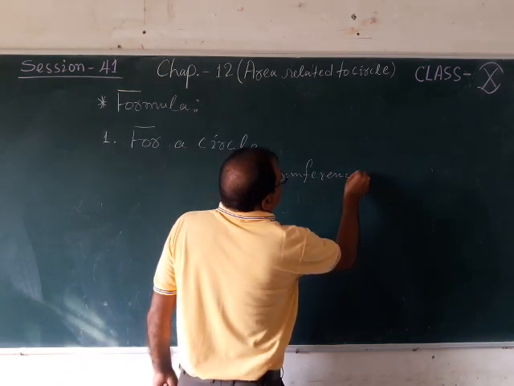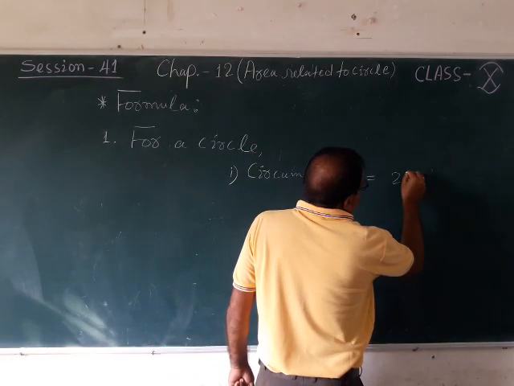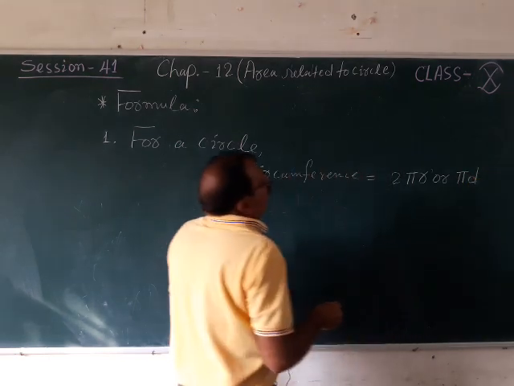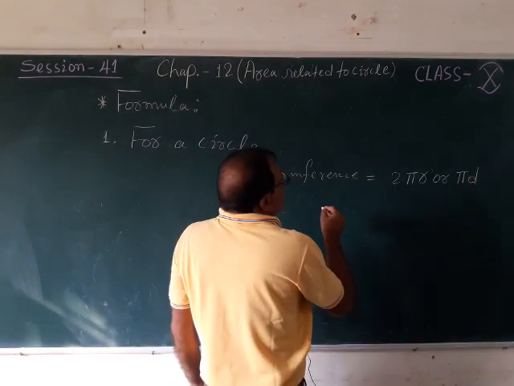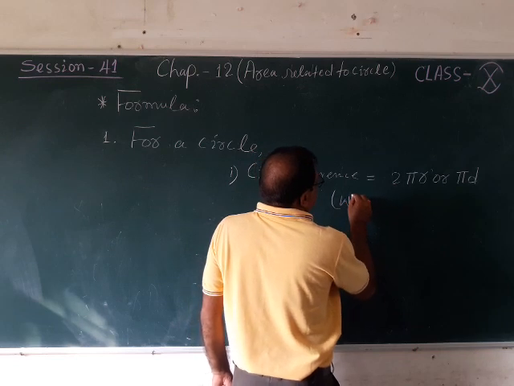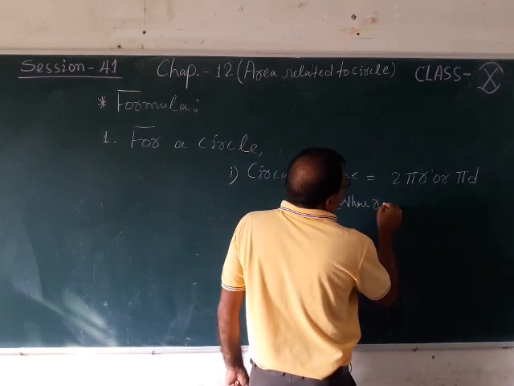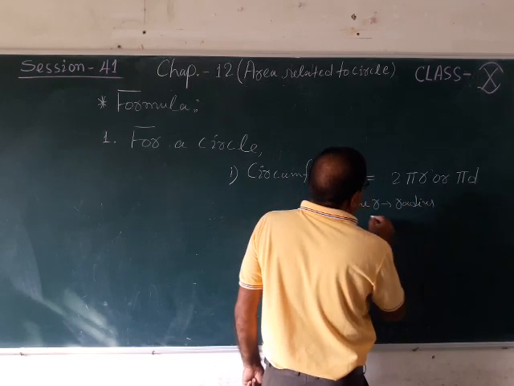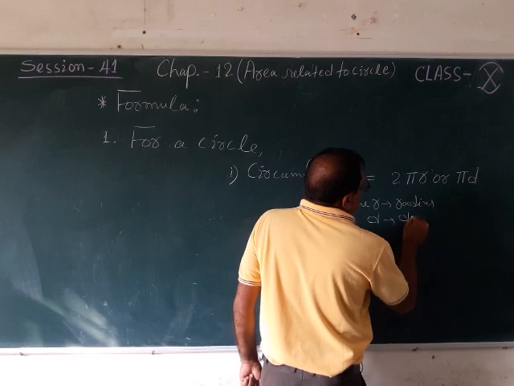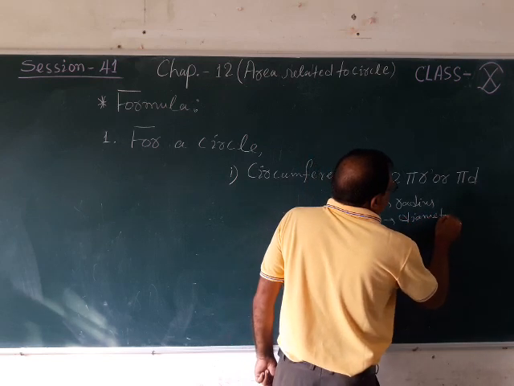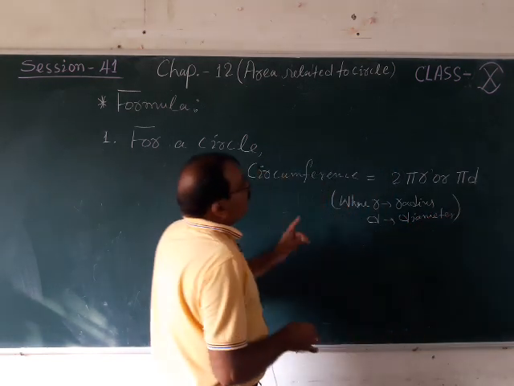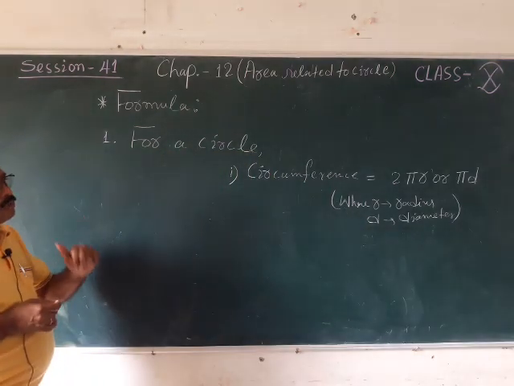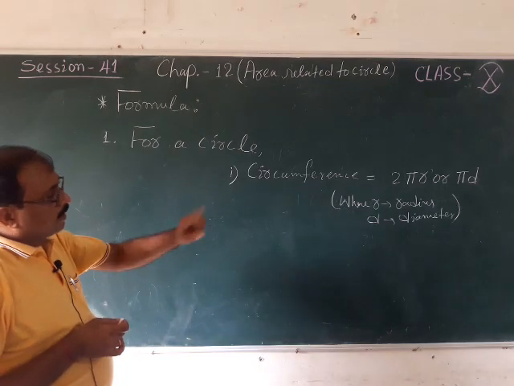Circumference of a circle is given by a formula 2 pi r or pi into d, where r is the radius and d is the diameter. Where r means radius and d means diameter. This you are already aware that if radius is known or diameter is known, you can find its circumference.